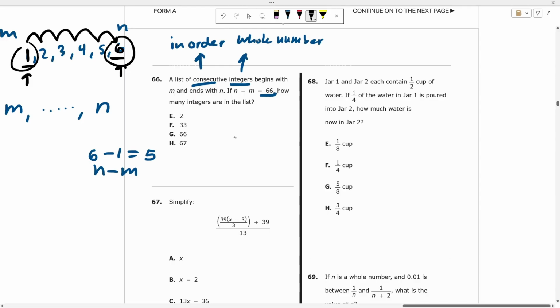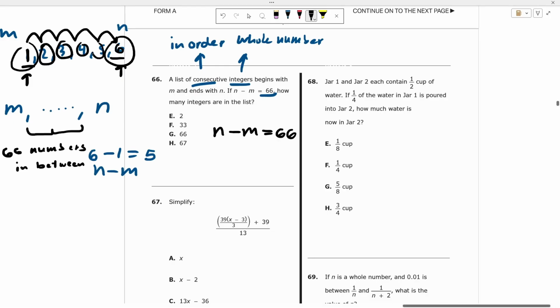So if you take n minus m and you get 66, we know that there are 66 numbers in between m and n. The same way that there are 5 numbers, 1, 2, 3, 4, 5, between 1 and 6.